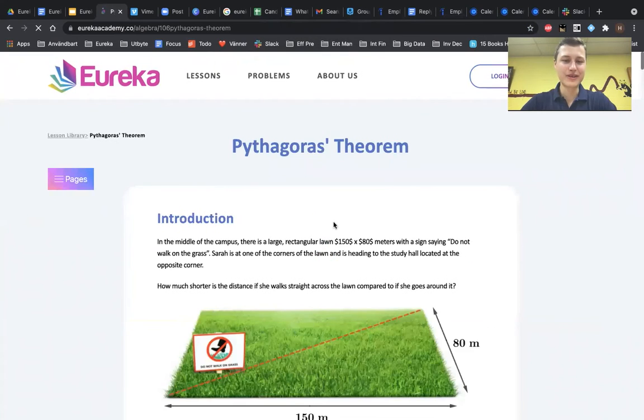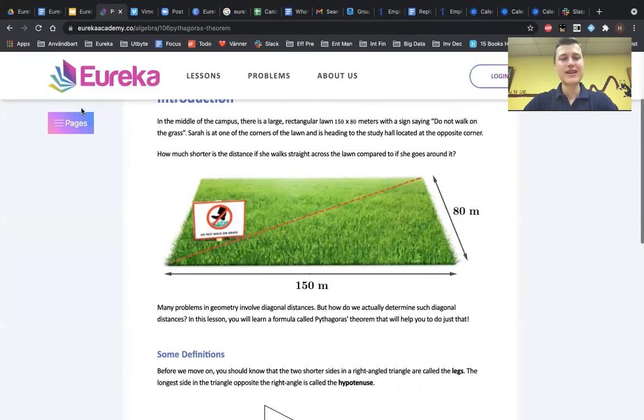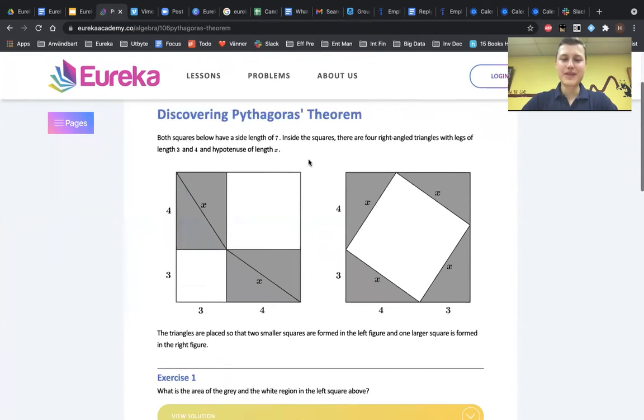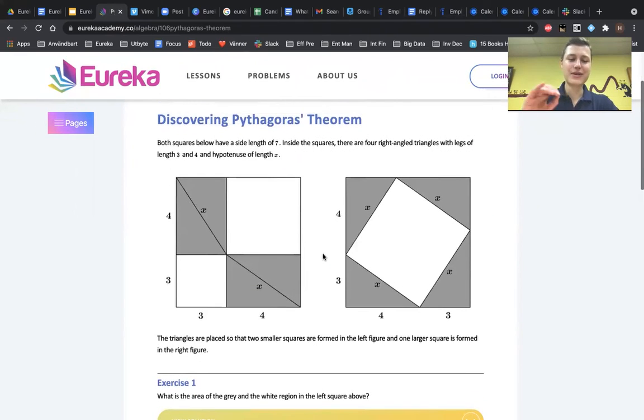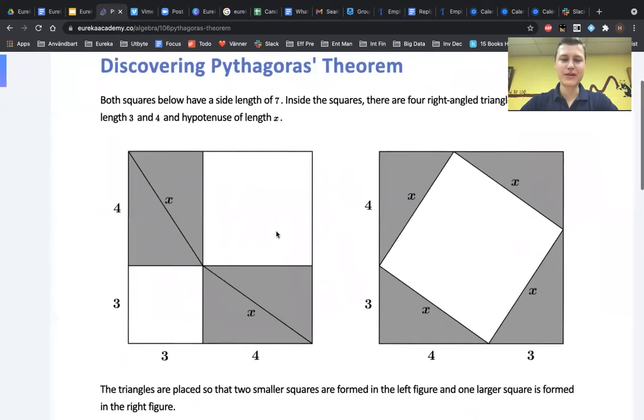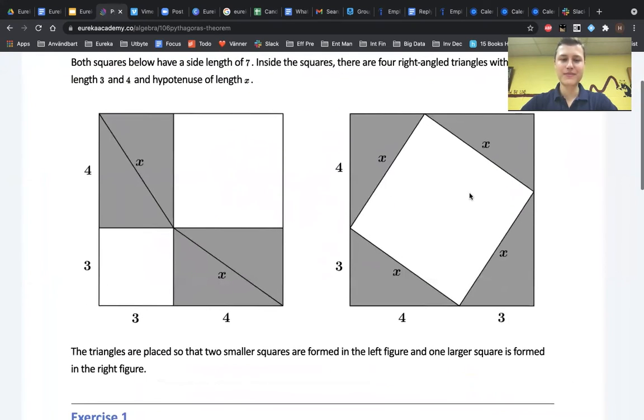Actually, a lesson which I wrote myself on Pythagoras theorem. What we do is we help students discover Pythagoras theorem for themselves. So nowhere in the lesson will you find us presenting a squared plus b squared equals c squared. Instead, what I did was to present the students with these two squares.